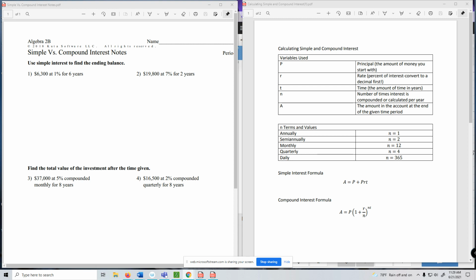Hello, today we're going to be looking at simple versus compound interest. And you might think, why are we doing this? We've just been talking about exponential equations. This doesn't make sense. Well, one of the most used applications of exponential growth or decay is compound interest.